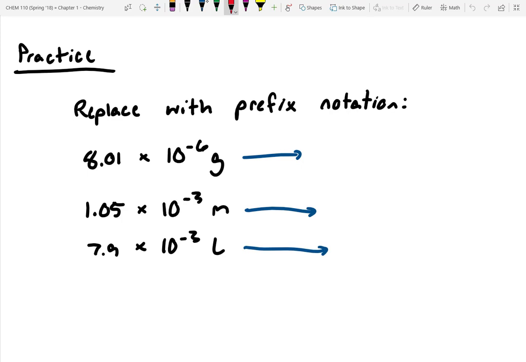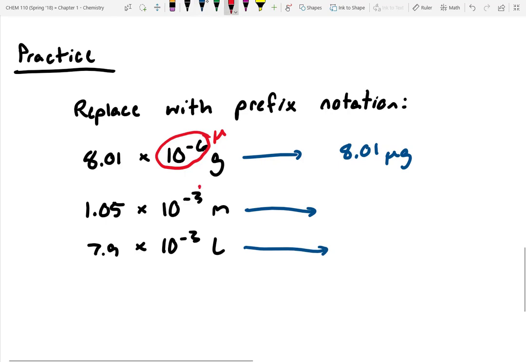Let's try the first one as a group. We've got 10 to the -6, and we want to replace that with a prefix unit. What is 10 to the -6? Micro, right? And that's that U with the tail. Looks like that. So we could go ahead and say this is 8.01 micrograms, right? Nice and easy.